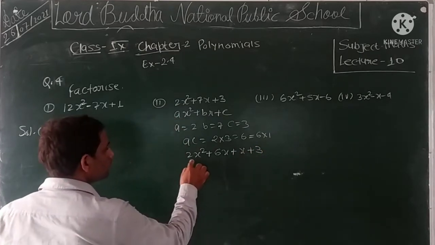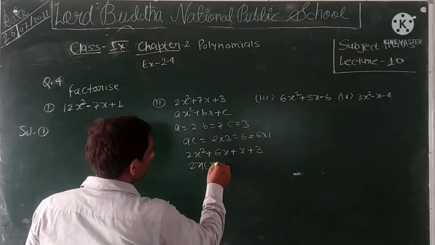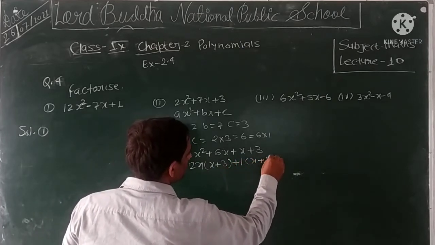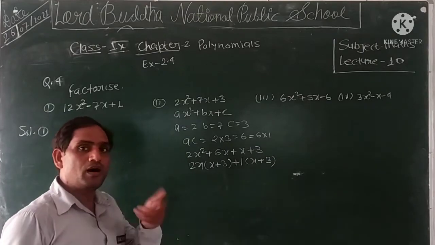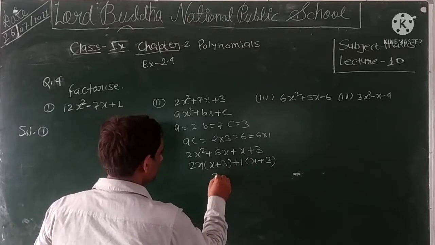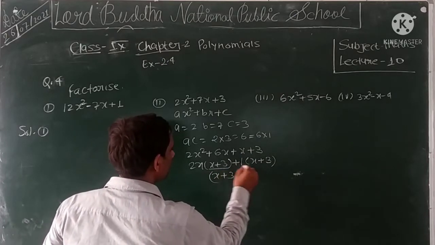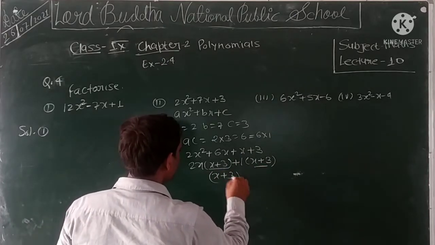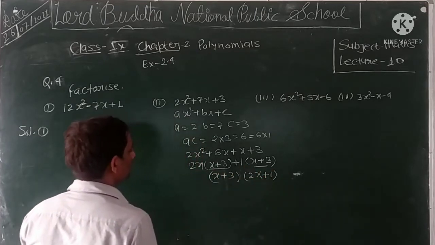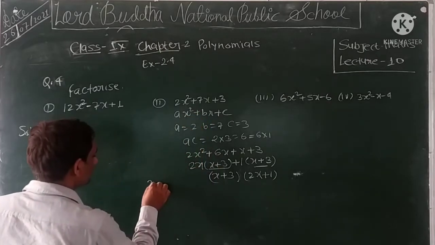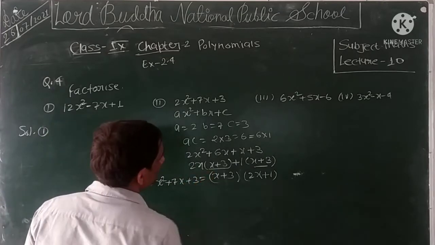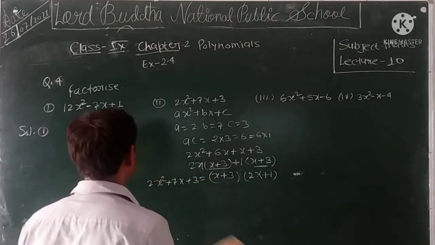Now, here 2x will be common: 2x into x plus 3, plus 1 into x plus 3. As well as 1 is the common factor of all the numbers and variables. Okay? Hence, x plus 3 is common and it will remain here 2x and here 1. 2x plus 1. This is the factor of this quadratic polynomial. Okay?